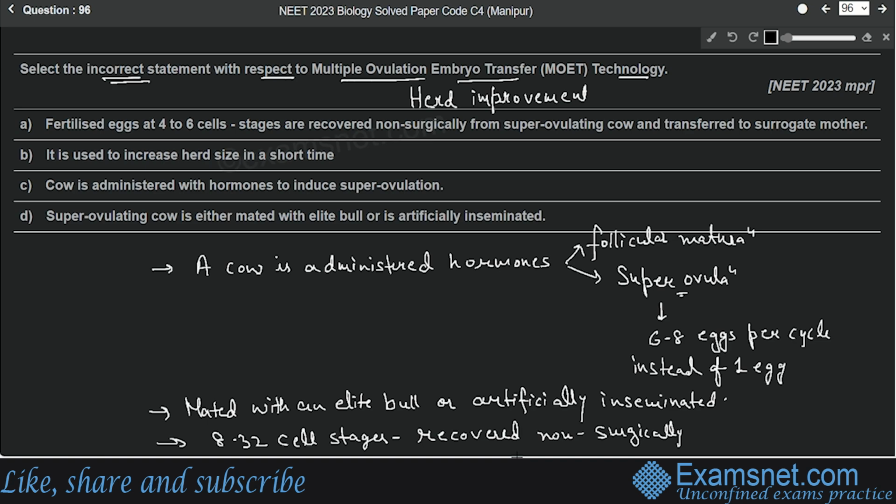Okay, so let's read the statements now. The first statement says that fertilized eggs at 4 to 6 cell stages are recovered non-surgically from superovulating cow and transferred to surrogate mother. This is incorrect because we have seen that the fertilized egg at 8 to 32 cell stages is recovered from the superovulating cow and then it is transferred to the surrogate mother. So 4 to 6 cell stages is incorrect. Then the second statement says it is used to increase the herd size in short time. This is correct. Then the third statement is cow is administered with hormones to induce superovulation. Yes, this is also correct. Then the fourth statement says that superovulating cow is either mated with an elite bull or it is artificially inseminated. It is also correct. So the only incorrect statement was the first one. So option A will be the correct answer here.